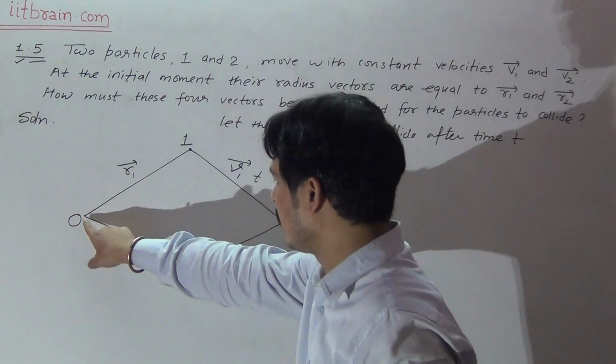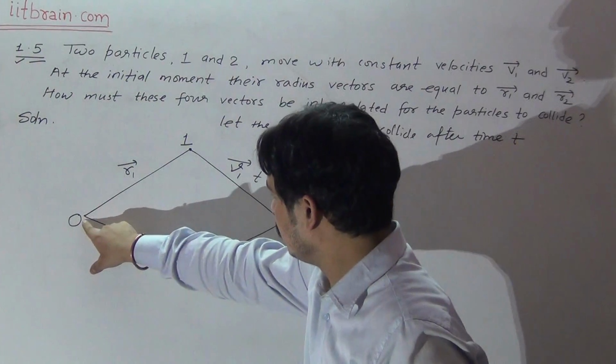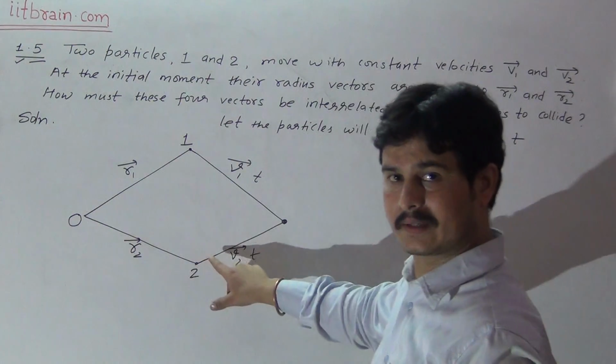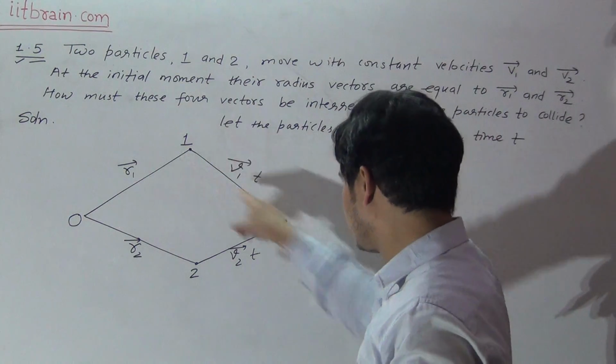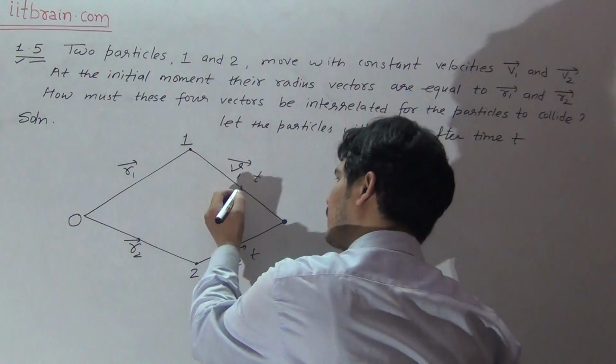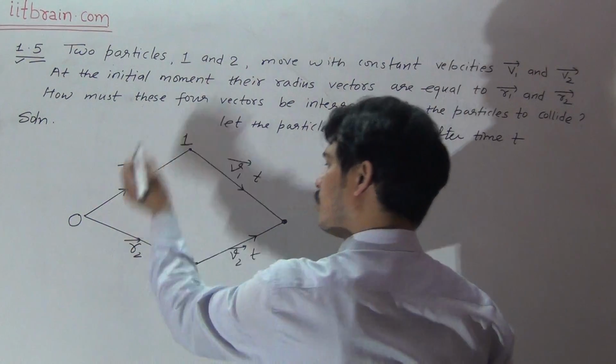So this is the origin point from where we have to calculate all the distances. This is r1 vector, this is r2 vector. The distance covered by the particle in time t in this direction, v1, let the direction of v1 vector be this and that of v2 vector is this, r2 direction is this, the direction of r1 is this.